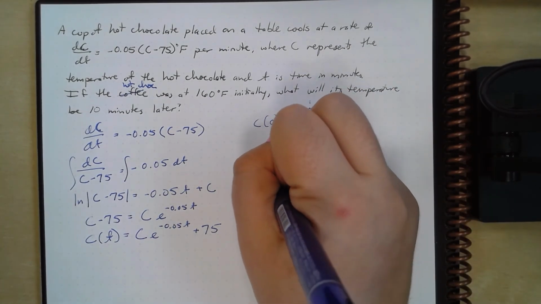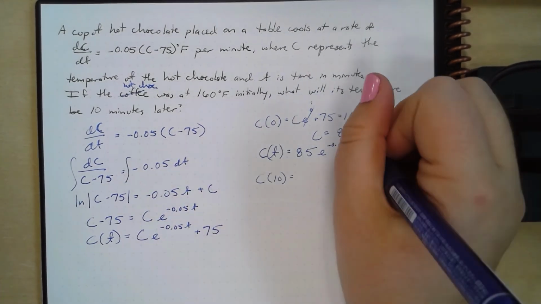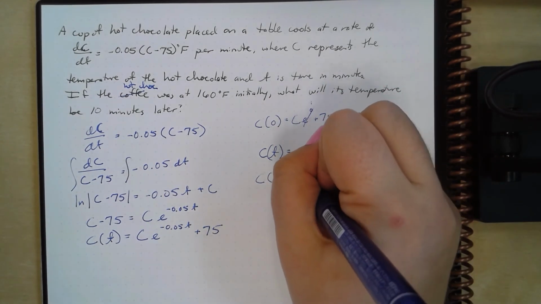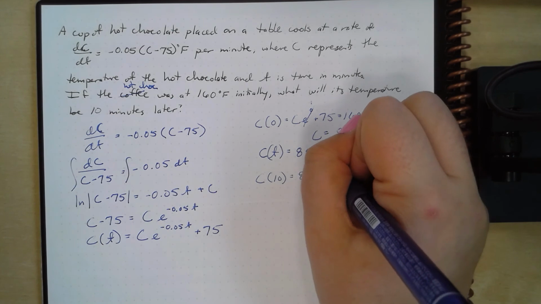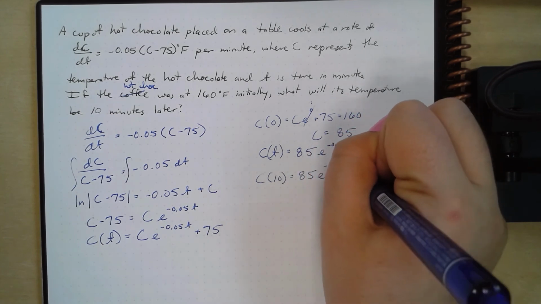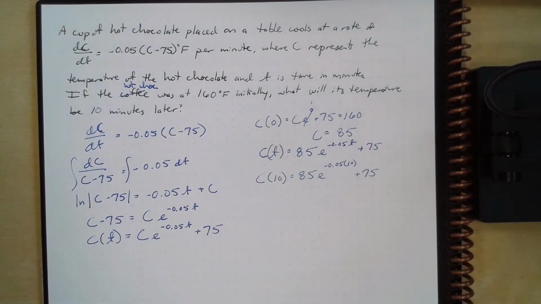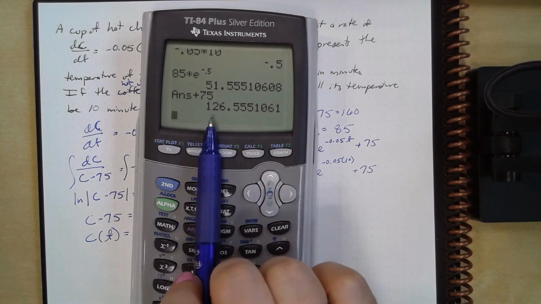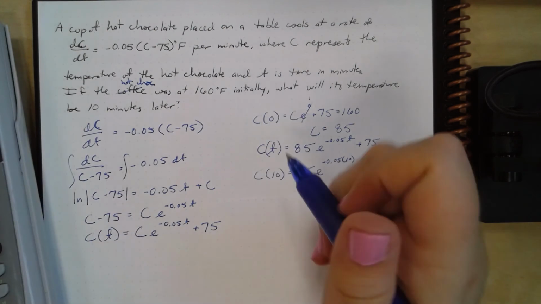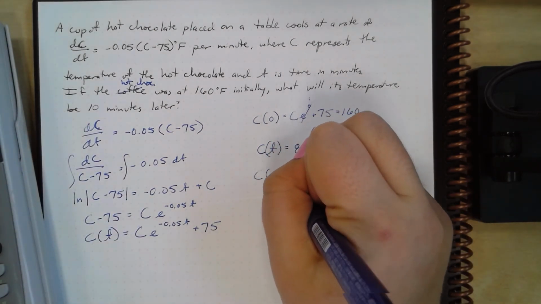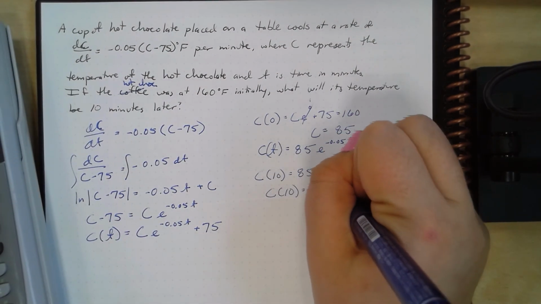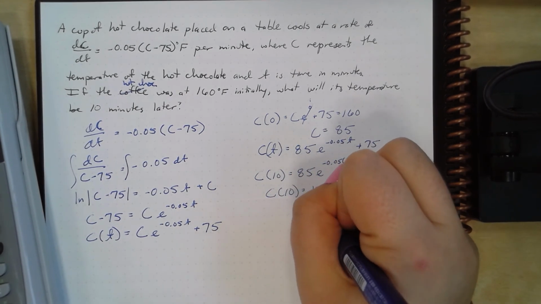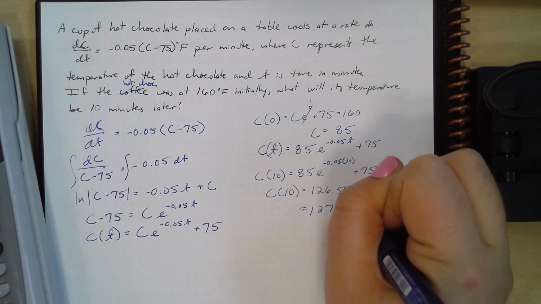Well, C of 10 is going to be equal to 85 e to the negative 0.05 times 10 plus 75. I will pause and put this in my calculator. All right, I put it in my calculator and I got 126.555. So C of 10 is equal to 126.555 degrees. So C of 10 is about 127 degrees Fahrenheit.